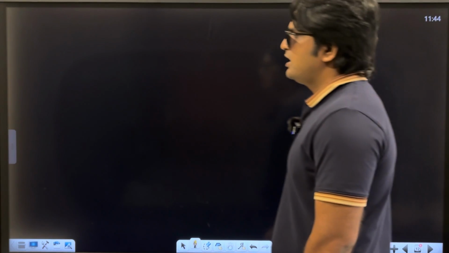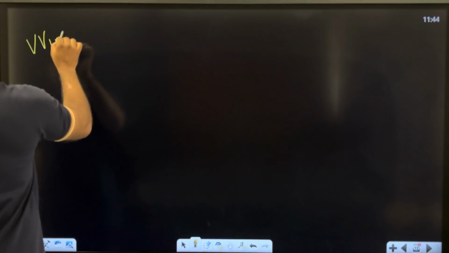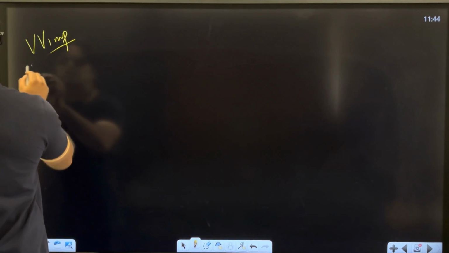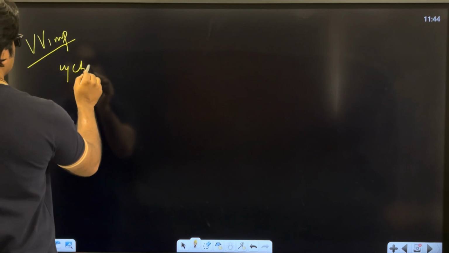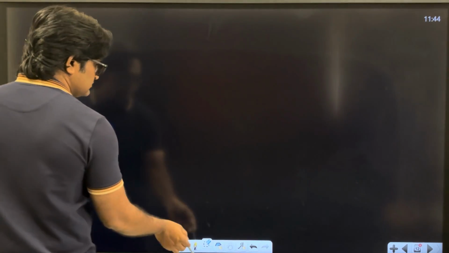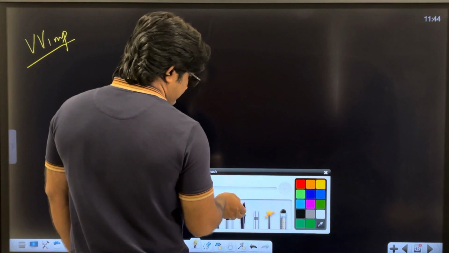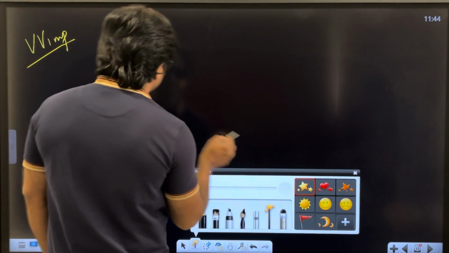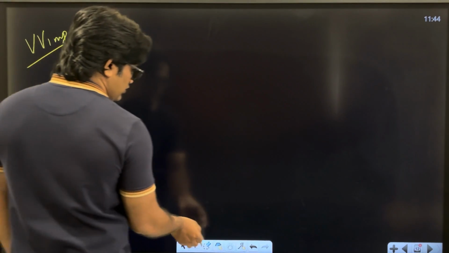Next one, another very important example, that is cyclooctene, an 8-member ring system. Cyclooctene. Remember this point, very important.